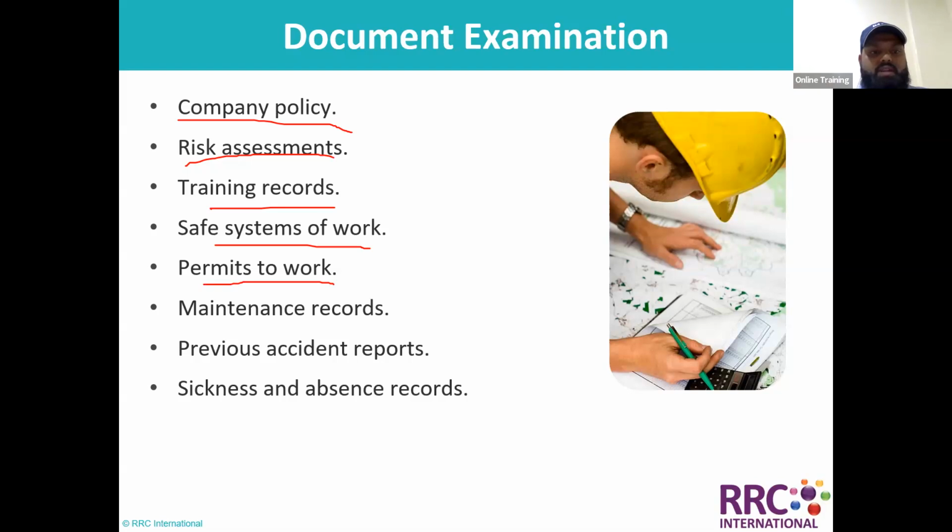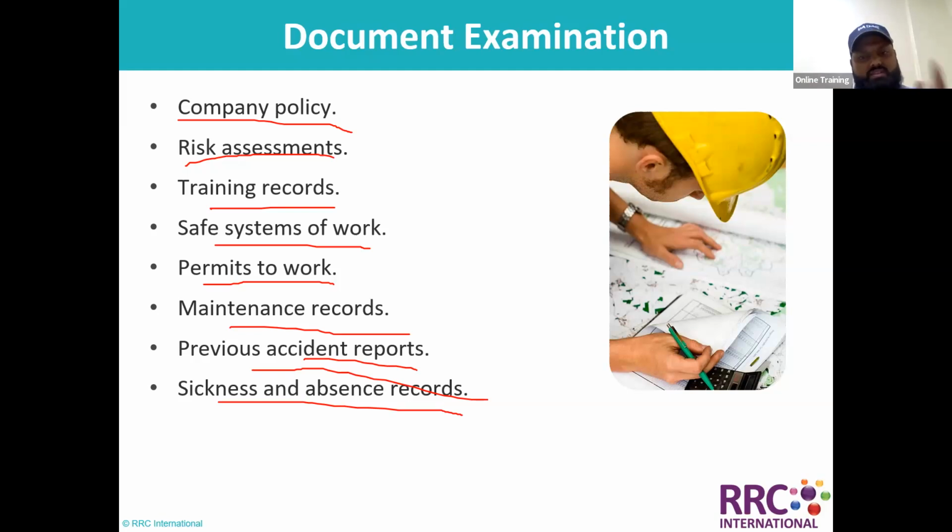Then maintenance records. Maybe we need to get the maintenance record of that particular machine. Previous accident reports may be required. Sickness and absence records may also be required. Perhaps the person who was performing the job had taken some kind of drug because he has diabetes or some other condition. So he is the person who usually takes the drug and he comes to the job site.